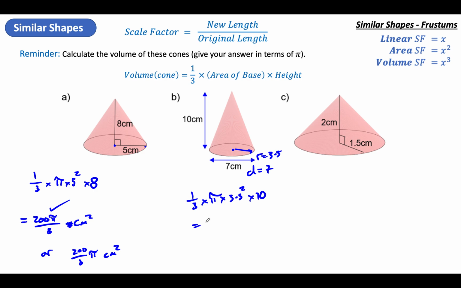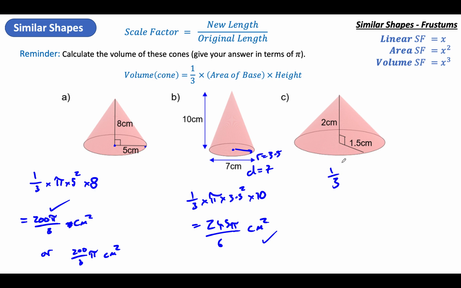Just typing it in my calculator. Okay, and the calculator's done the fraction for me. 245 pi over 6. Or you might have done 245 over 6 pi centimetres squared, right? If you're confused by this, don't be. You are literally just using your formula, and your calculator will do all of that lovely fraction work for you. All right, I'm just getting you used to working out the volume of these cones.